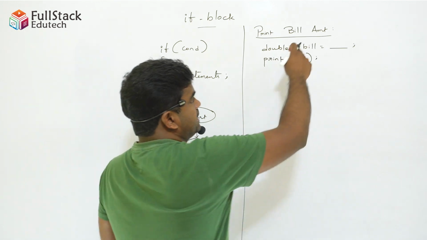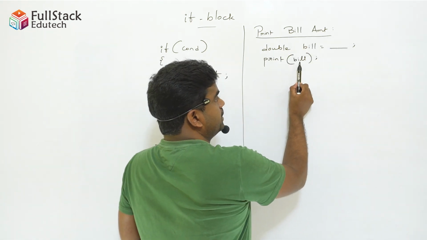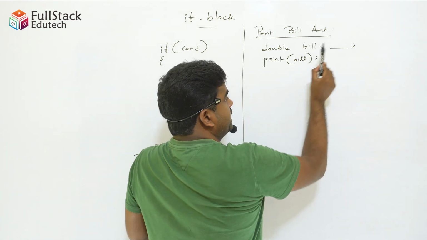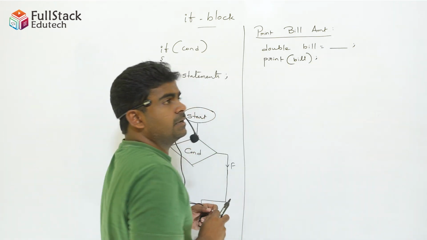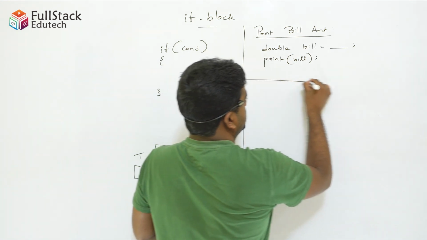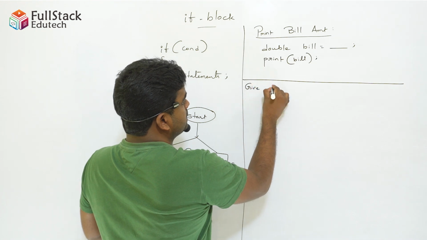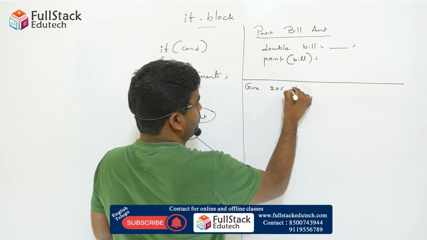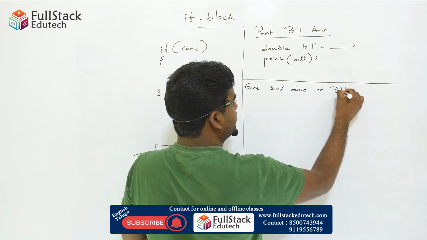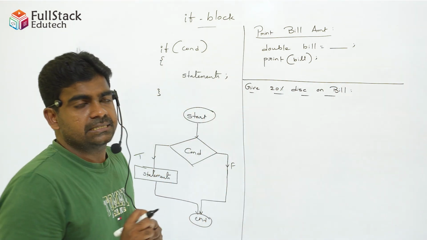Suppose one customer bill amount is 3,000 rupees. Okay, then pay 3,000 rupees. One customer bill amount is 8,000 rupees. Okay, then pay 8,000 rupees. Second one. Here, give 20% discount on the bill for everyone. For everyone, give 20% discount.